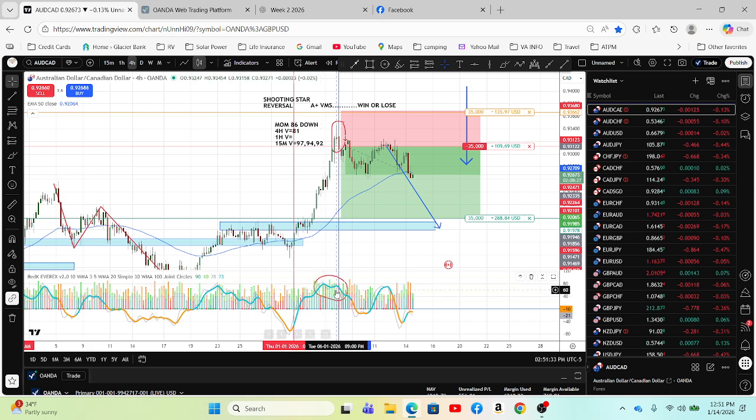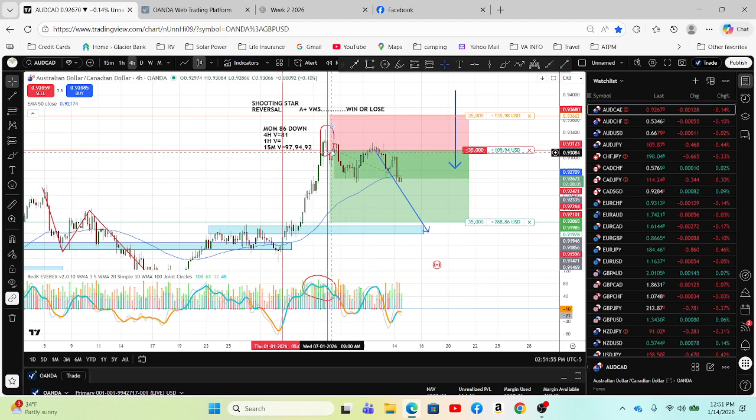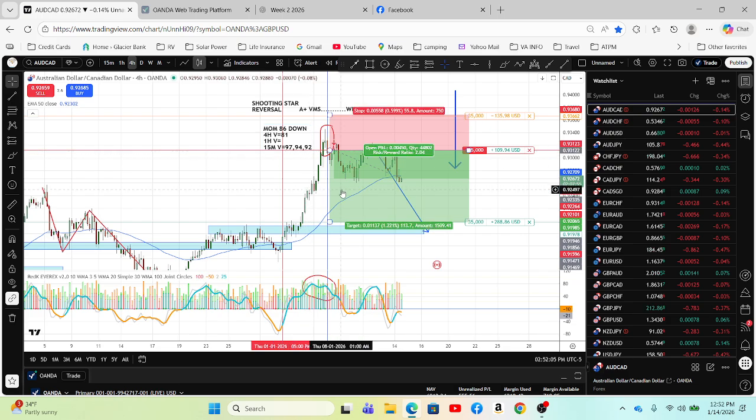So that is a trigger for me that I have found after back testing this hundreds of times, that this setup right here is a really good one. And so we will take this setup every time. This is an A+ VMS setup, and it's volume, momentum, and structure. So here's the structure. The volume was at 81 on a 4-hour, and the 15-minute had a 97, 94, and a 92. So there was a lot of people getting in right here.